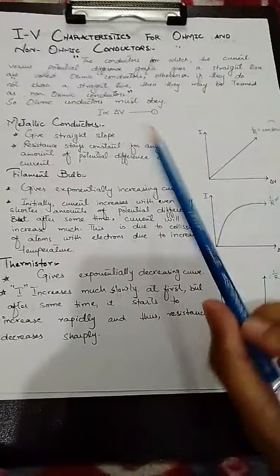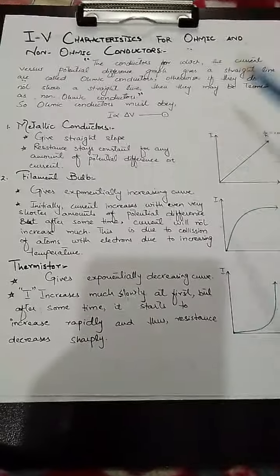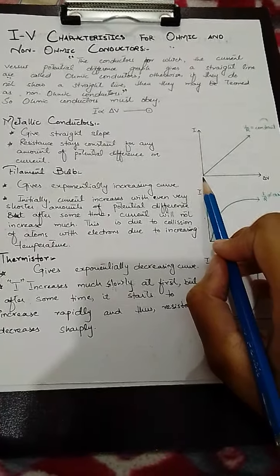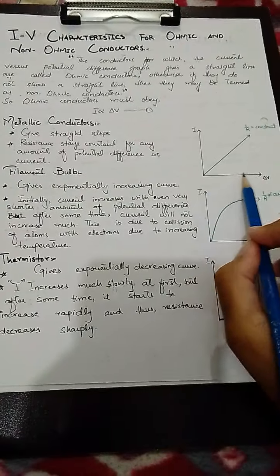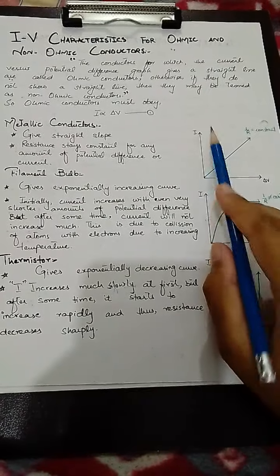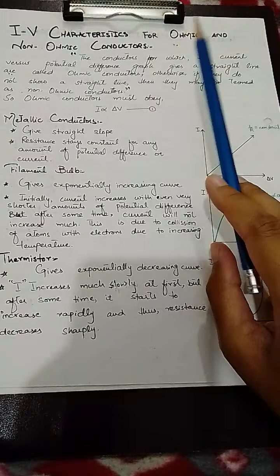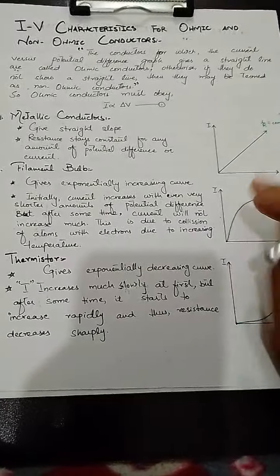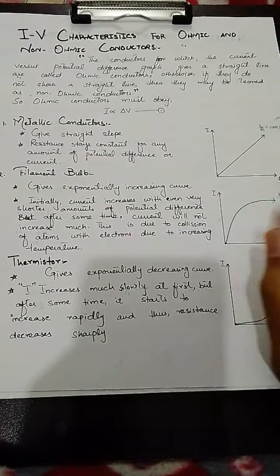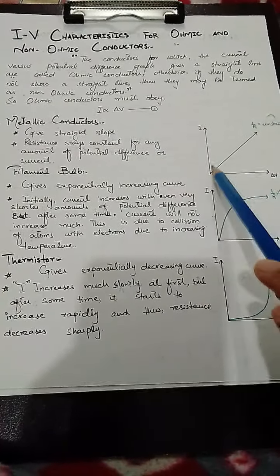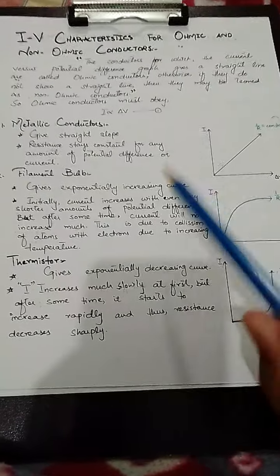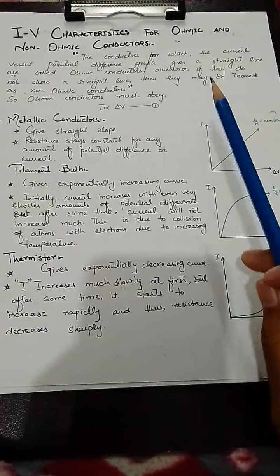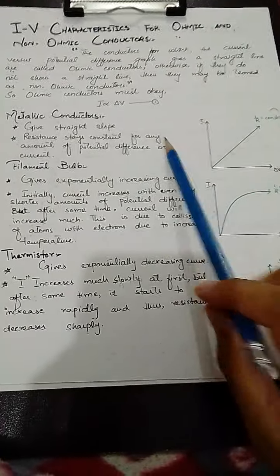Alright, so basically the conductors which show a straight line when a graph is sketched out between the potential difference and the current, then these type of metals are called the ohmic conductors. And the conductors which do not show these kind of straight lines in a graph are called non-ohmic conductors, because they do not obey the Ohm's law. They do not obey the condition for the Ohm's law.